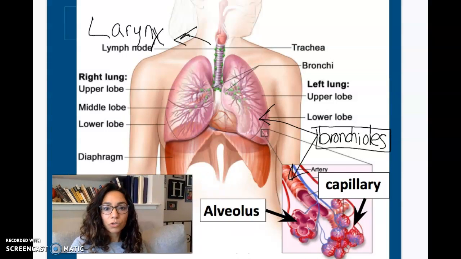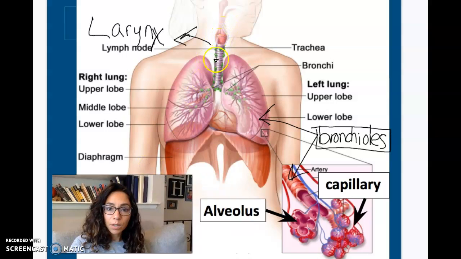Here are the other structures of the respiratory system. Air comes in through the trachea, into the bronchi, then the bronchioles, which are those smaller tree branches that I talked about before. And at the very end of all of those bronchioles are the alveoli, or alveolus, which is the singular. They're surrounded by capillaries, which is where gas can be exchanged.